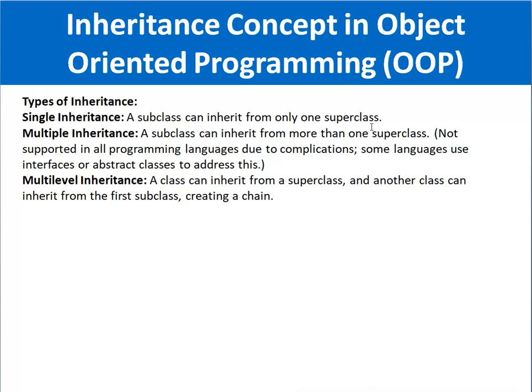Many programming languages don't support this type of hierarchy because it introduces more complications in programming. Then there is multi-level inheritance. Multi-level inheritance means a class is inherited from the base class, and then another class can be inherited from the subclass. That means it will create a chain. So that is called multi-level inheritance.